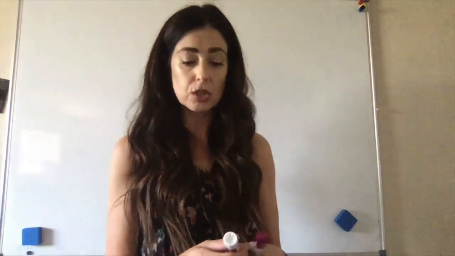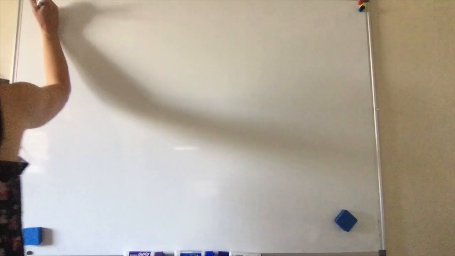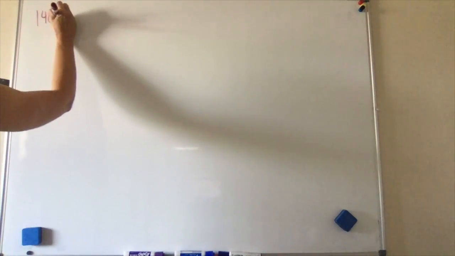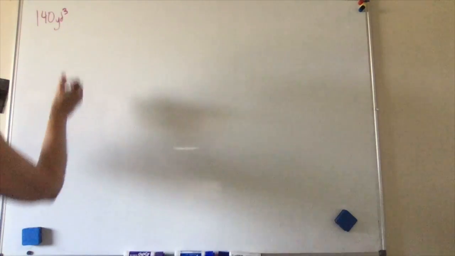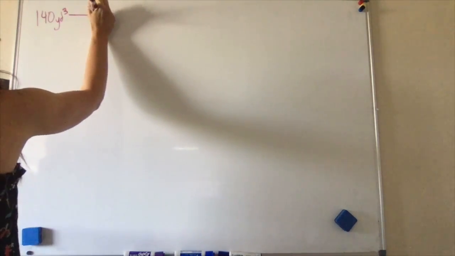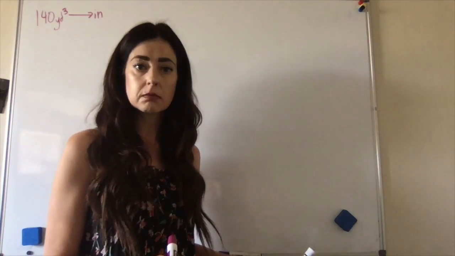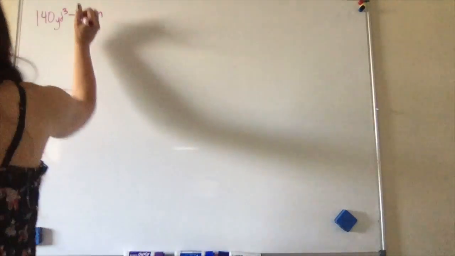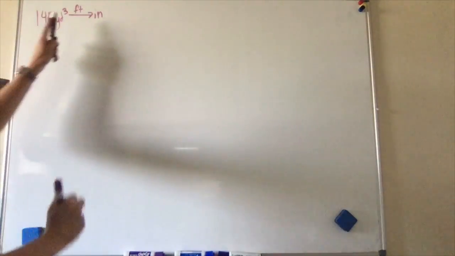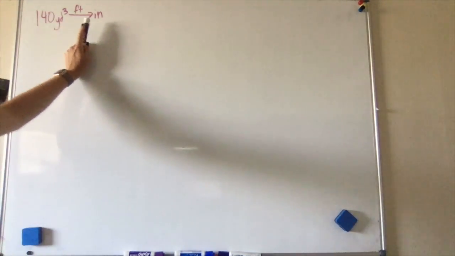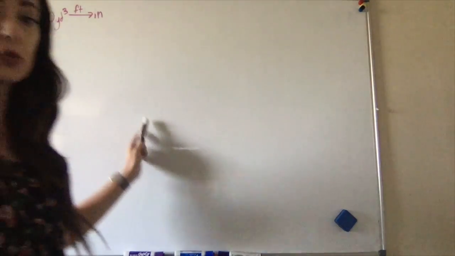Okay, so you have to ask yourself, I have 140 cubic yards, so that looks like this. And I've got to turn it into inches. Now, what measurement comes between yards and inches? Feet, okay? So we're going to have 3 feet unit multipliers and 3 inches unit multipliers. That's where our 6 unit multipliers are going to come from.